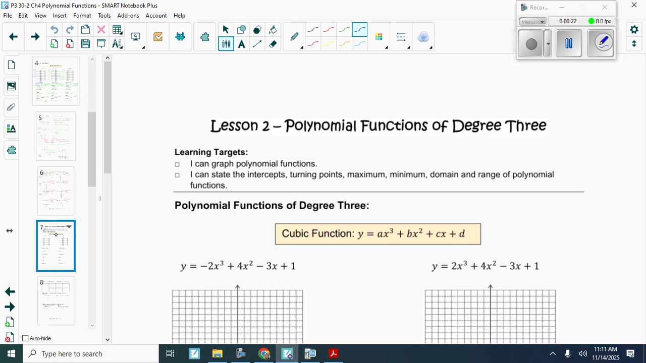How long is that going to take? Because this is new. So be quick.